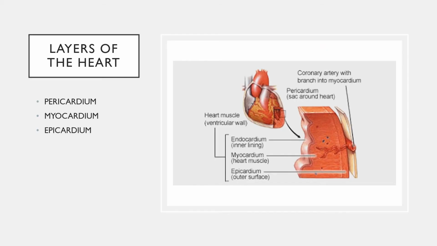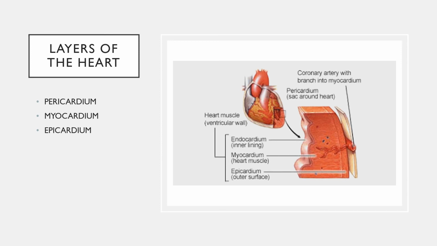Next one is the layers of the heart. Surrounding the outside of the heart, there is a fibrous sac, and this fibrous sac provides physical protection to the heart, and also it stops the heart from over expanding. And this sac is called the pericardium.